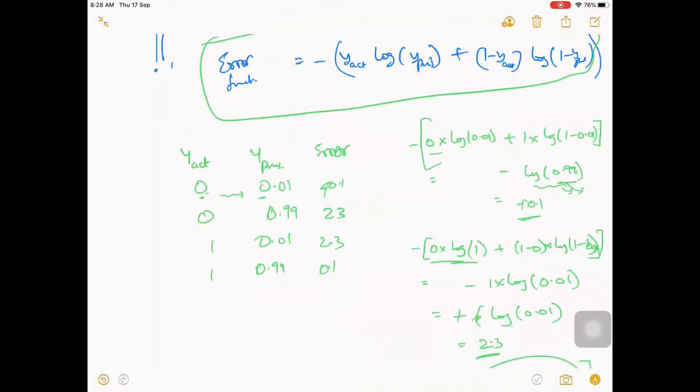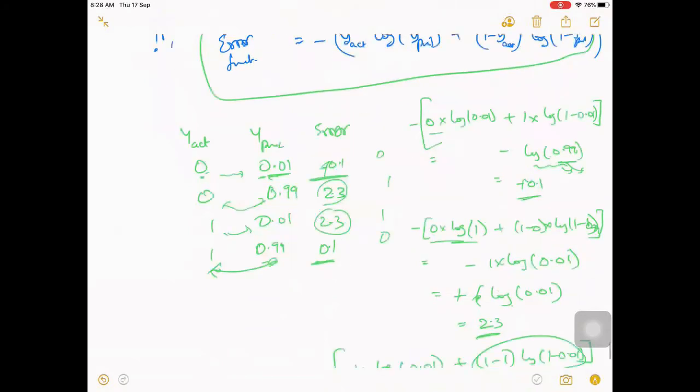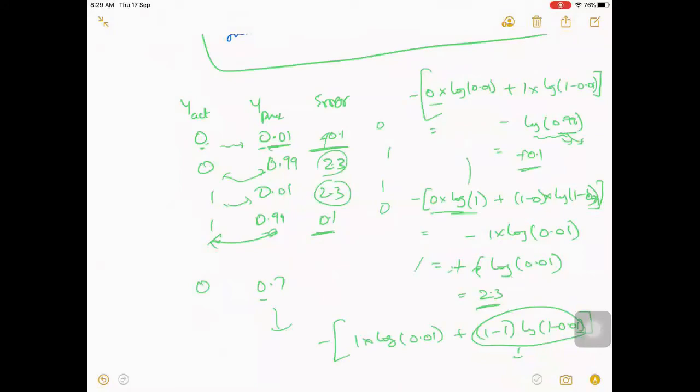So instead, earlier what we got is 0 1 1 0, but now, because we are using this log, what we have got is almost equal to 0 when it is nearer to this value, and when it is on this side, it has a huge value. So when the actual is 0 and it is detected as 0.7, you'll still get some value here with these logs. That value will be greater than this value.